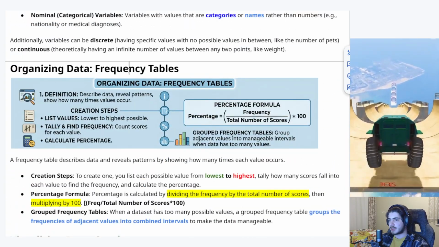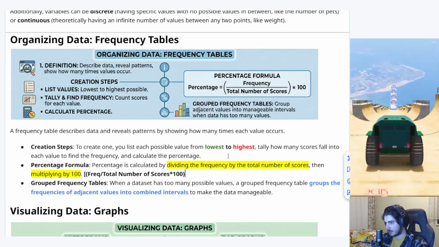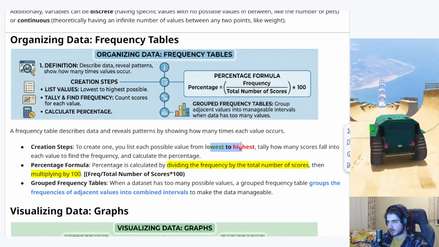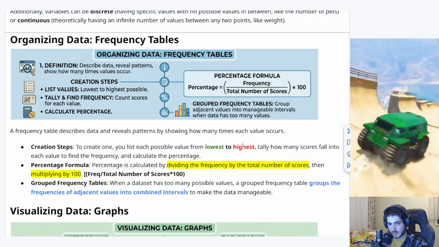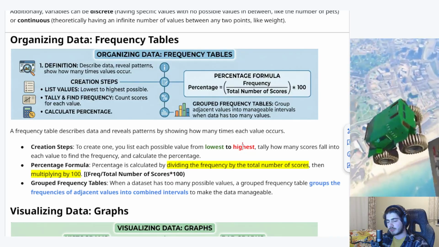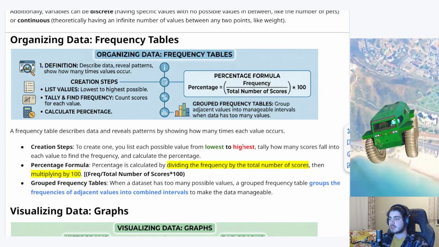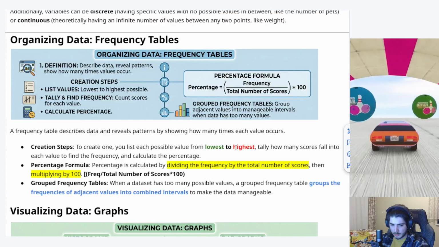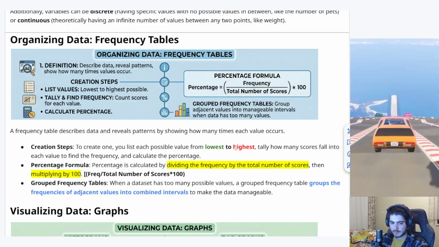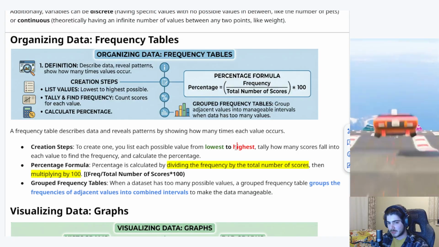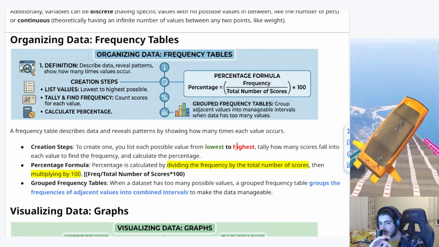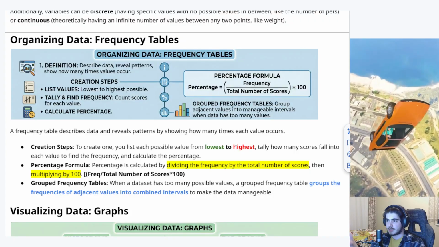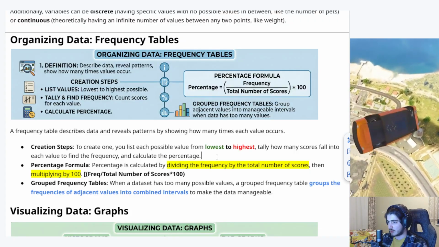Let's look at frequency tables. How do you create a frequency table? To create one, you list each possible value from lowest to highest. The reason we do this is to get rid of confusion and to make it easier for us to actually manage. And when we want to get the median of that table, which is the value right in the middle, it will be easier for us if we just do this right out of the gate.